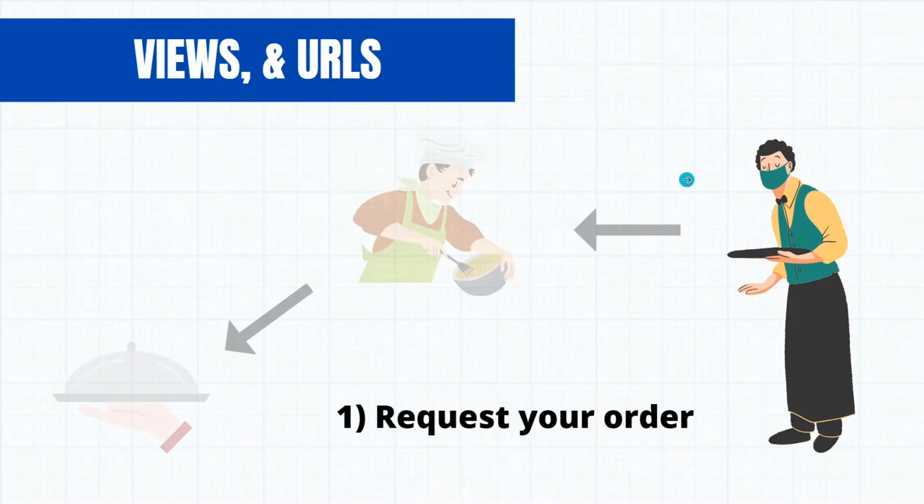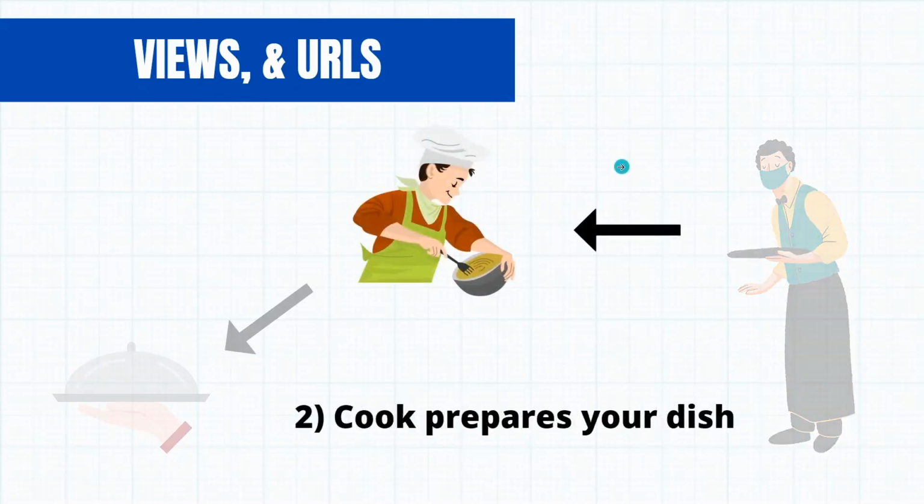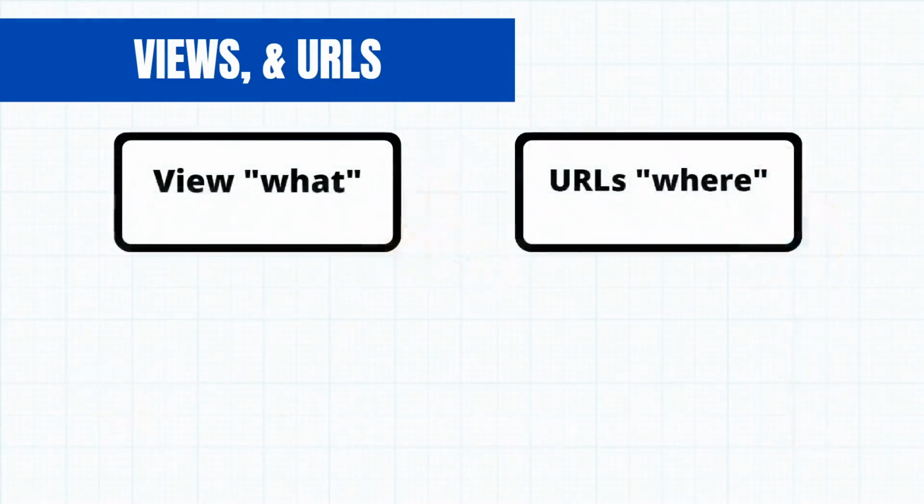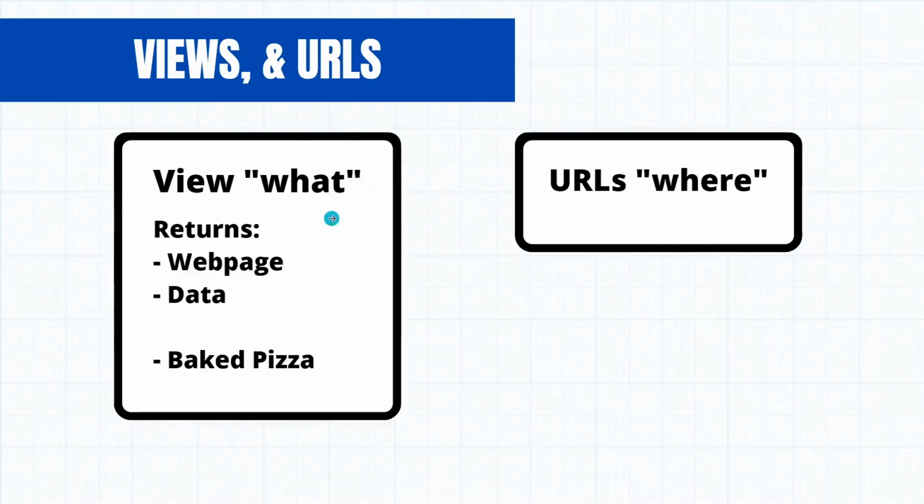The first thing you would do is go up to the counter and request your order. That order would be sent over to the cook, who would prepare your dish, and then your food would be brought to you. And this is very similar to how views and URLs work. I like to think about views as being the what and URLs being the where. So a view, being the what, would return something like a web page or data, or in the restaurant example, it could be the pizza.